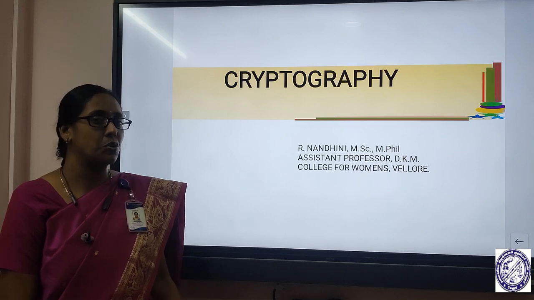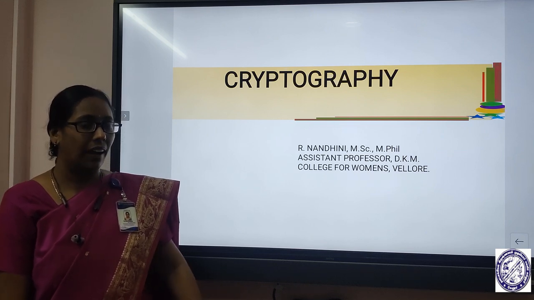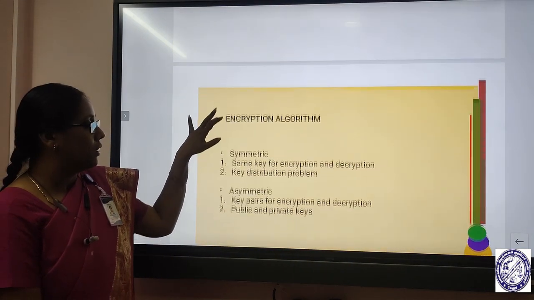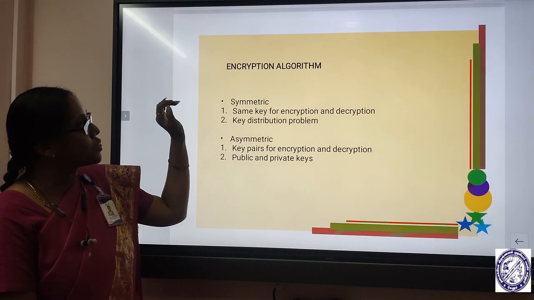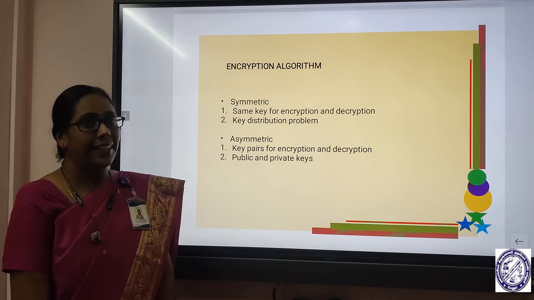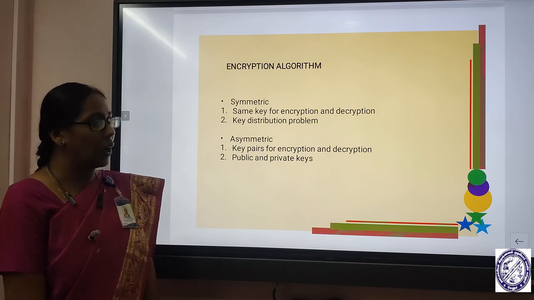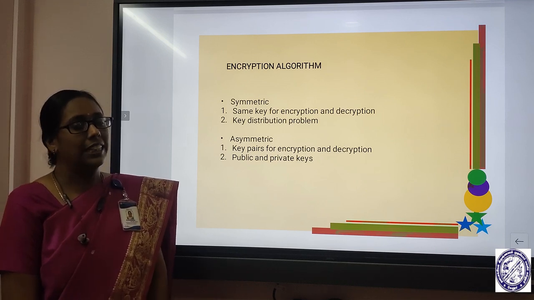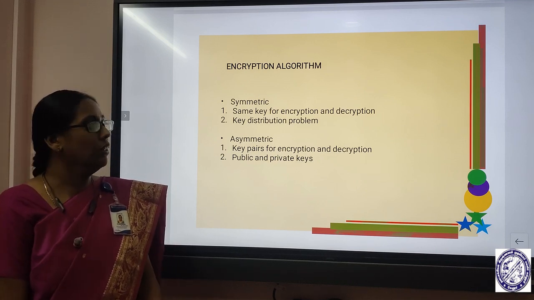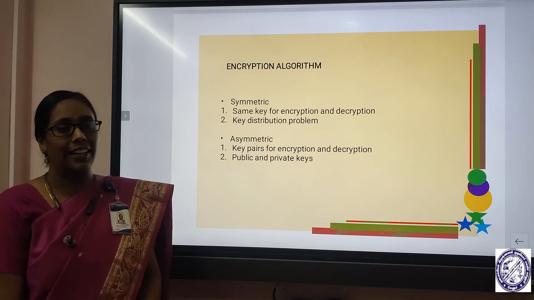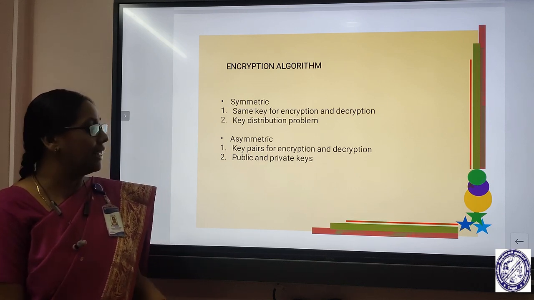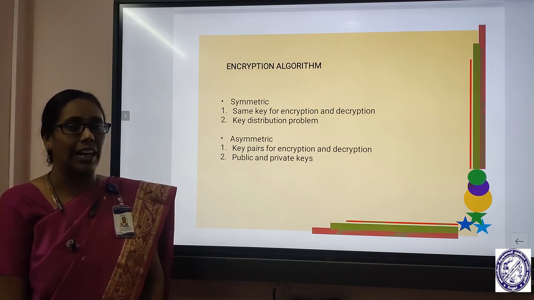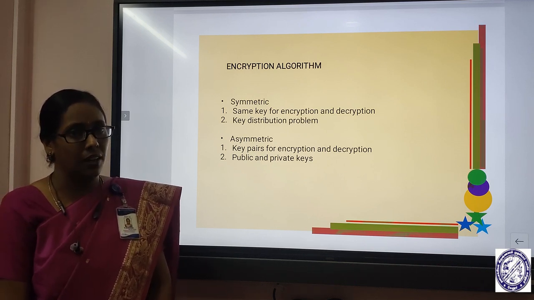In this session, we are going to see about cryptography's concept and then its algorithm. So here we are going to see about encryption algorithm. In encryption algorithm, there are two algorithms, symmetric algorithm and asymmetric algorithm. In symmetric algorithm, we use a single key for encryption and decryption. And in asymmetric algorithm, we use a pair of keys: one is public key and another one is private key for encryption and decryption.